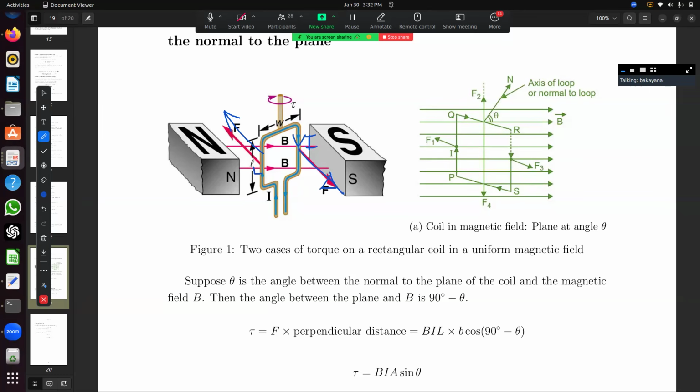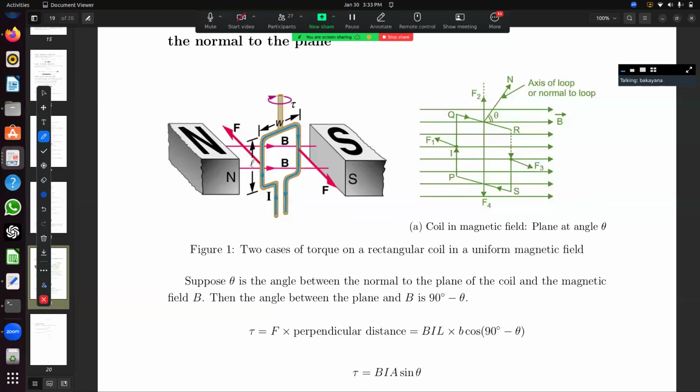A couple. What's a couple? Two forces acting in opposite direction on a body, not so? So it creates a couple which makes this coil rotate in a particular direction. So this diagram can bring out a picture somehow.